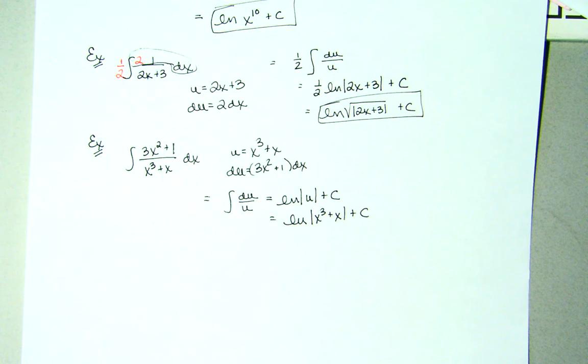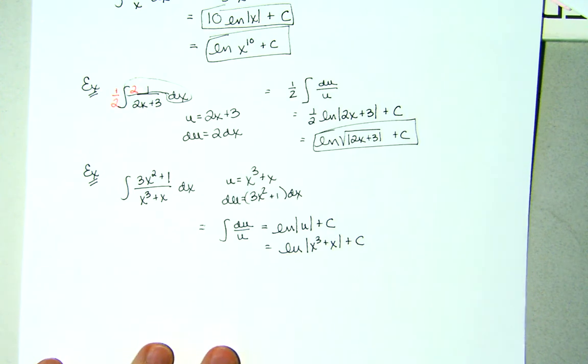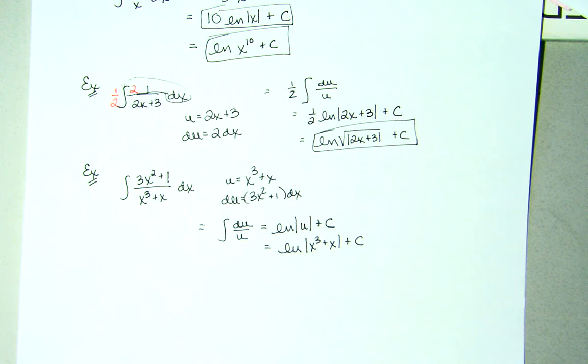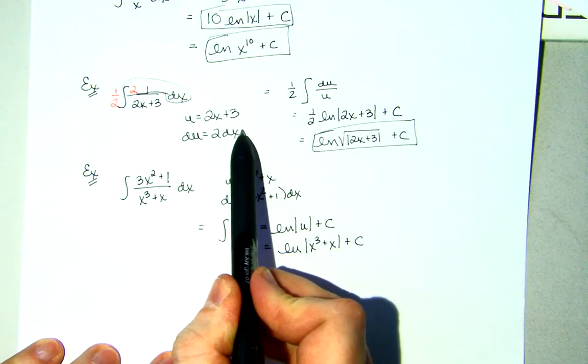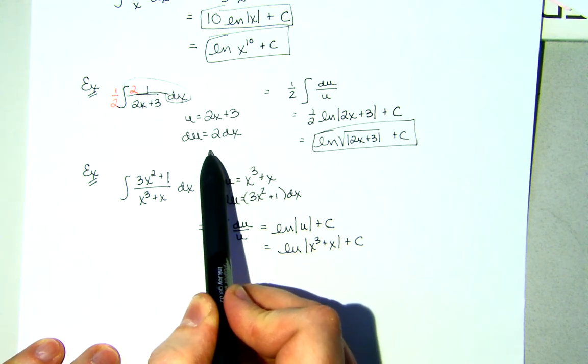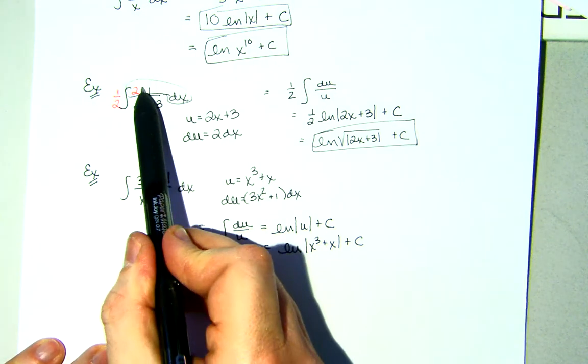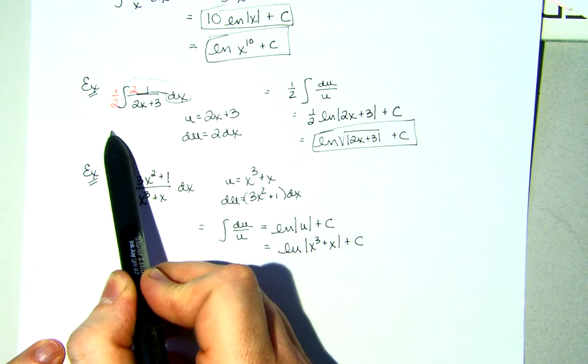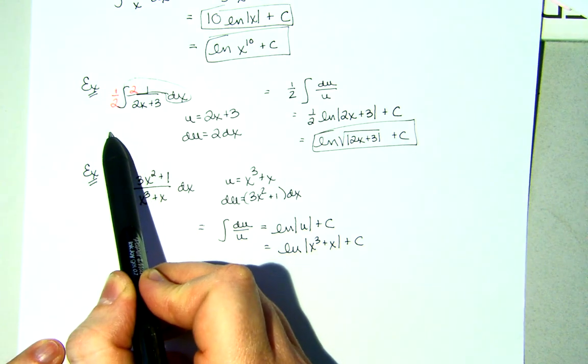Anything with this? Marissa? For the one I love, why couldn't you just assume it was just 2x plus 3? Because that's what we did. That's what we assumed. That was what we made our u. Our u was 2x plus 3. Its derivative was 2 dx, so everything kind of worked with that. So then I needed my 2 inside and my 1/2 outside to make that u substitution work.